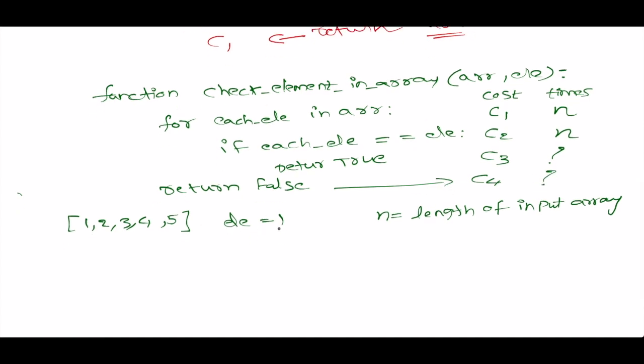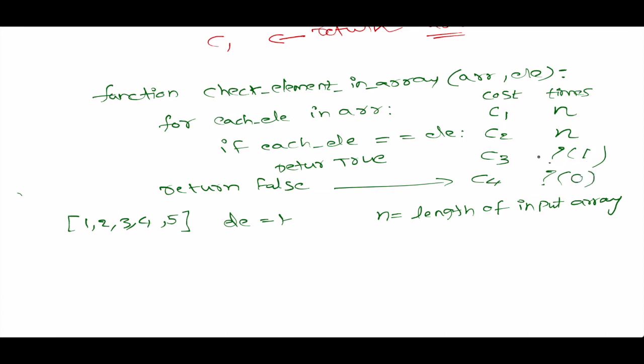Let's say our element is 1. Then we found our element at the start, in the first element itself. So in that case, what will happen is this will become 1, and this will become 0.